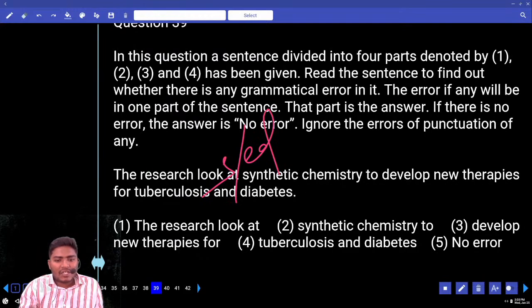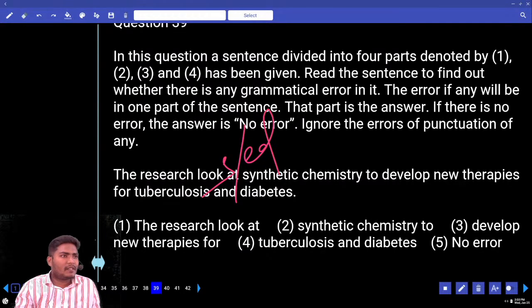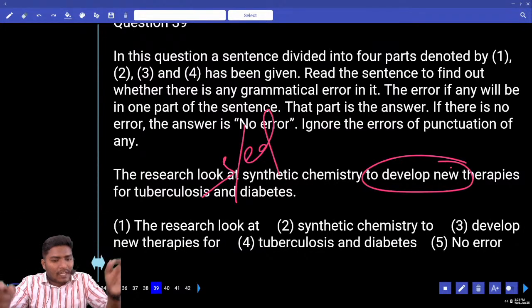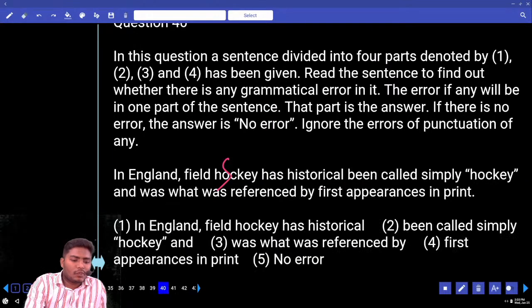The research looks at synthetic chemistry to develop new therapies for tuberculosis and diabetes. Is this action already over, or is it trying to develop something new? So that must be used in the simple present tense, remember. Next, move to 40.